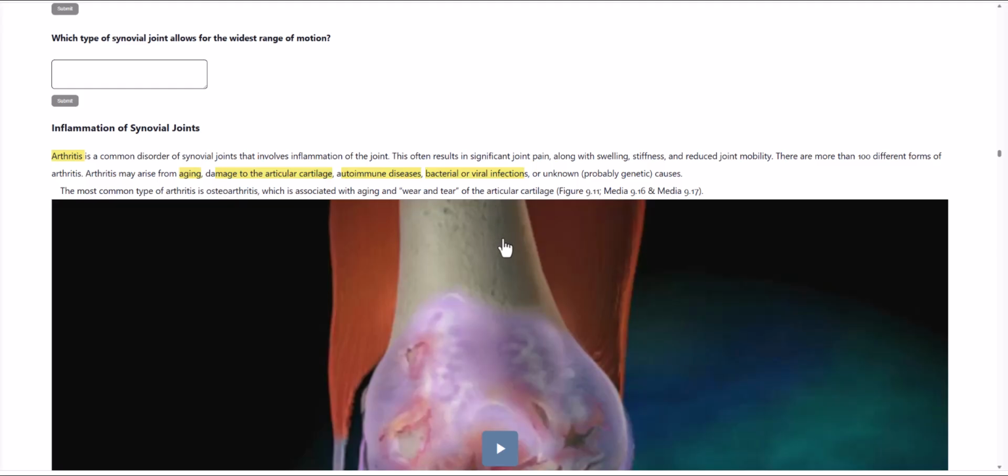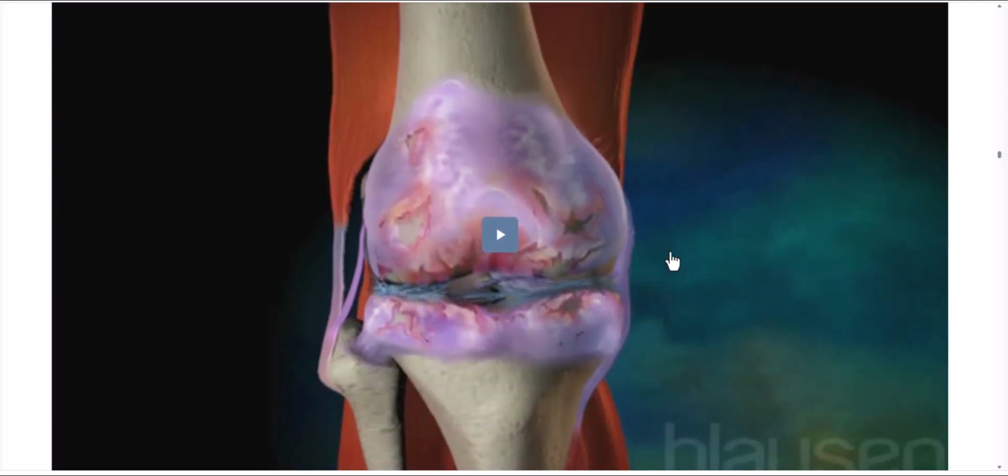Now, the most common type of arthritis, and the one that all of us will look forward to, in fact, many of us probably already have a little bit of evidence of this type of arthritis in our body, even as a young person, and that is osteoarthritis, right? This is where the two bones are coming together, where there is an aging or a wearing and tearing of that articular cartilage. Again, most common.